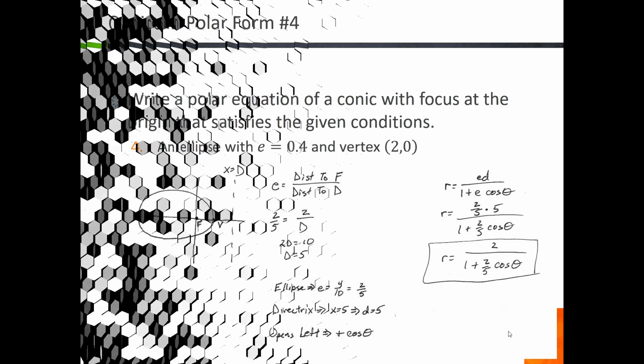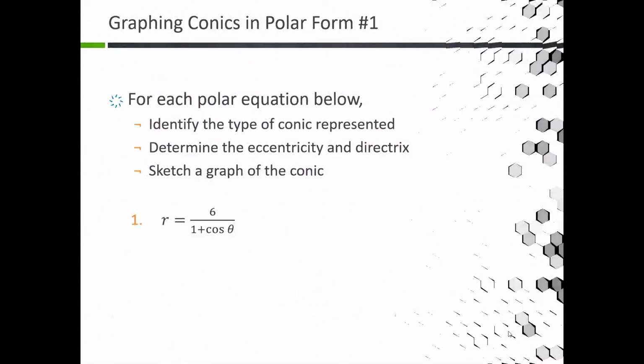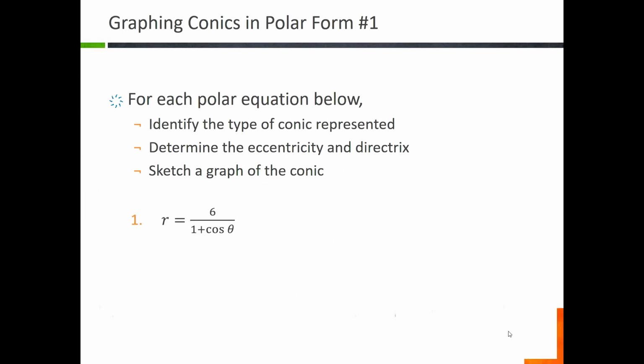Okay, let's flip this around a little bit. Let's look at some examples where we're given the equation and we want to go ahead and sketch its graph. If we're given the equation, we need to sketch its graph, but we also need to determine what its eccentricity and directrix are, and from that, we can figure out what type of conic we're looking at. So in this first example, we have r equals 6 divided by 1 plus cosine of theta.